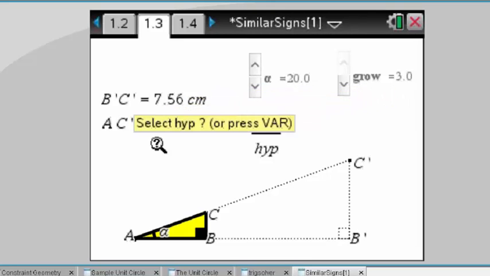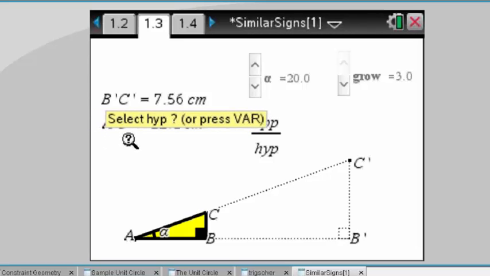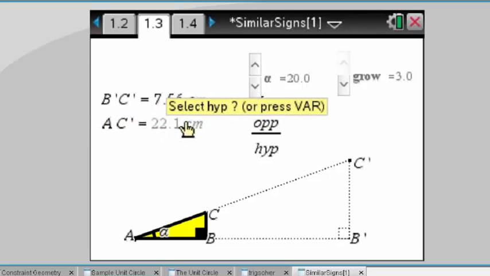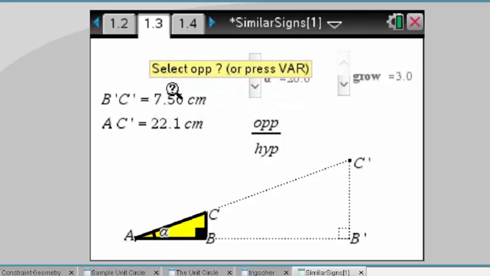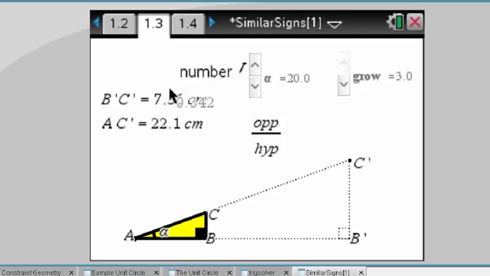Well, that's our longest side, that's this one over here. Oops, my mouse is wandering. And then it says, well, where's your opposite side? Well, here it is here. And I can click on that one, and it leaves me with the ratio.